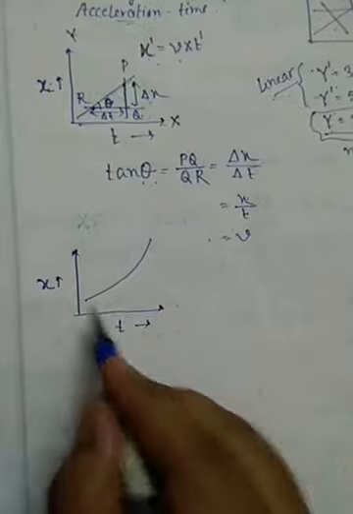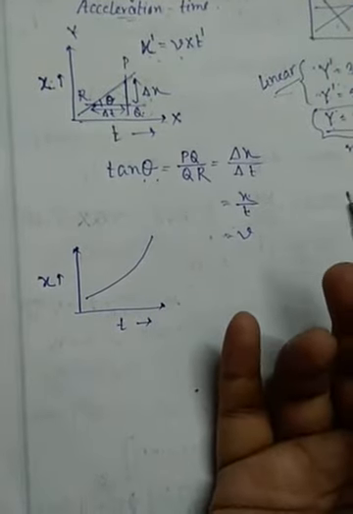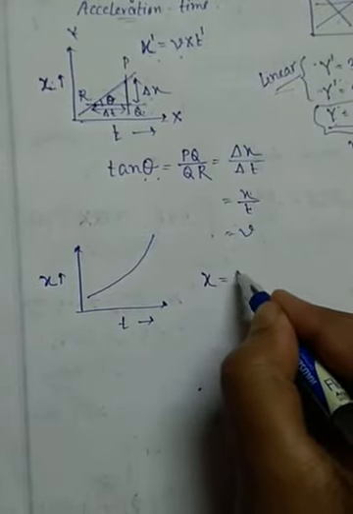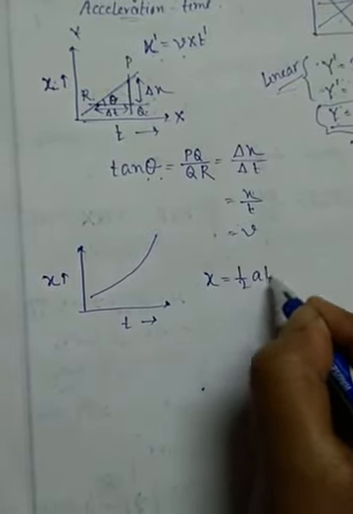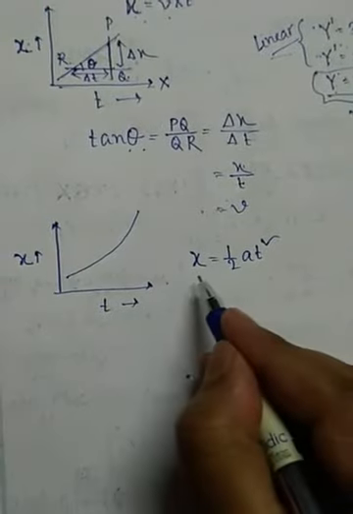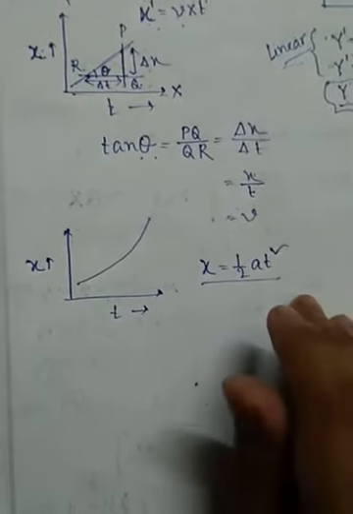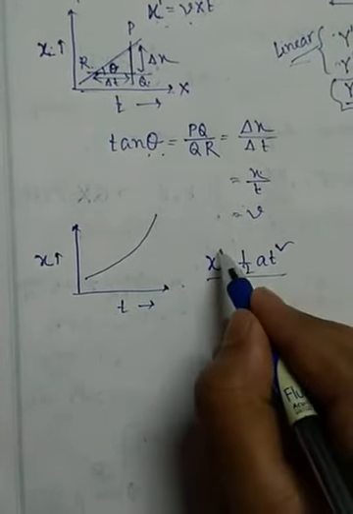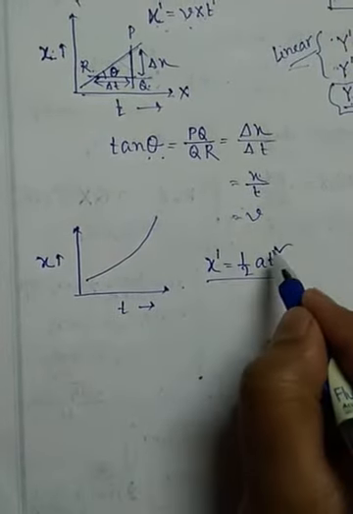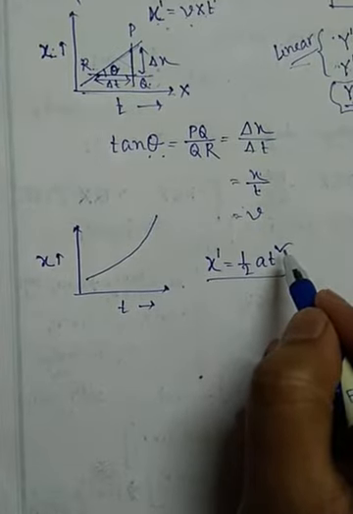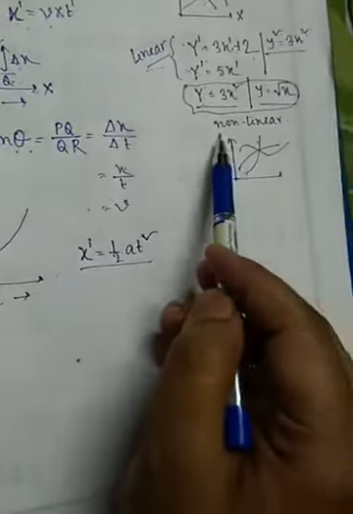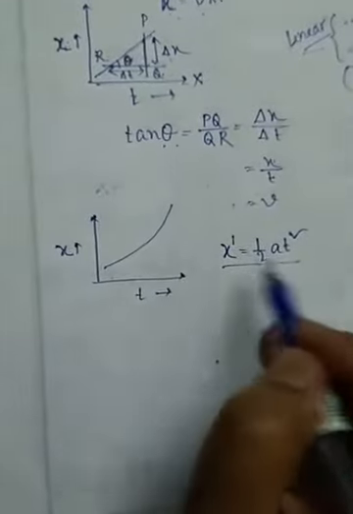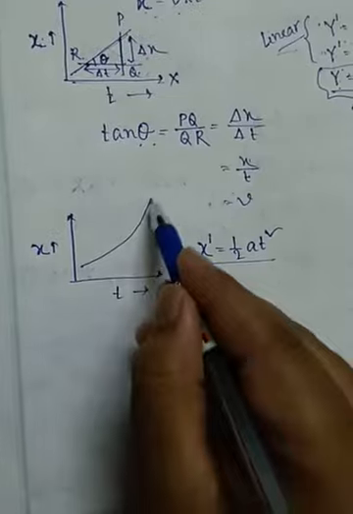Okay, the relation can be in some different manner, like x equal to half at squared, something like this. We shall learn it maybe in our next class. So here the power of displacement is 1 and the power of time is 2. So the graph is a non-linear graph, so it must be an arc like this, and the line in this case will be like this.